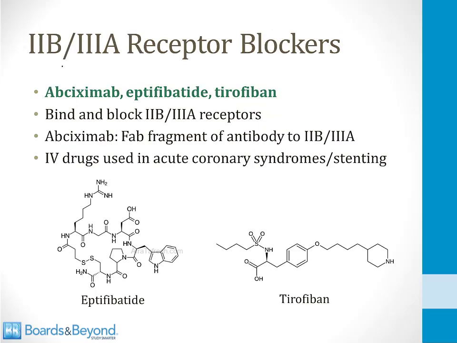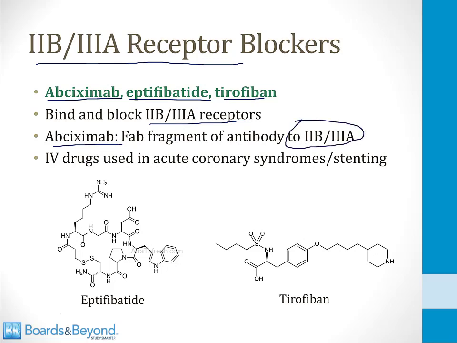Our final class of antiplatelet drugs are the 2B3A receptor blocking drugs. There are three drugs in this class: abciximab, eptifibatide, and tirofiban. All of them bind and block the 2B3A receptor on platelets. Abciximab is a fragment of an antibody that binds to the receptor. Eptifibatide and tirofiban are large molecules like I've shown on the screen. All of these drugs are IV drugs.